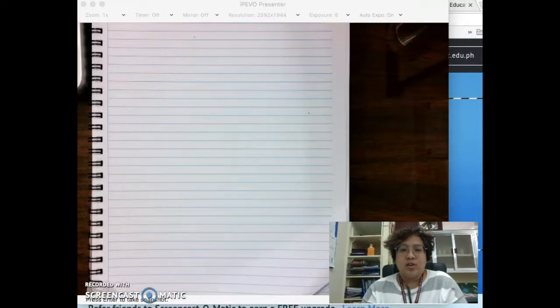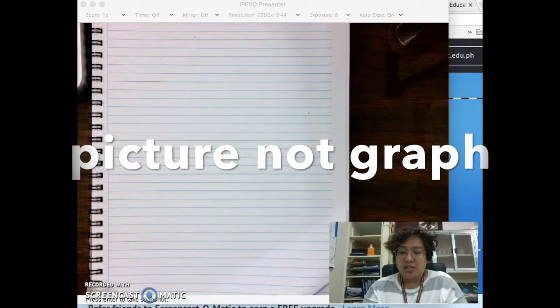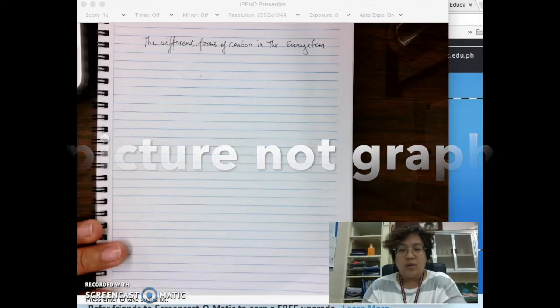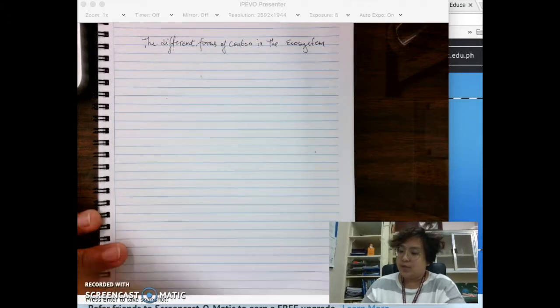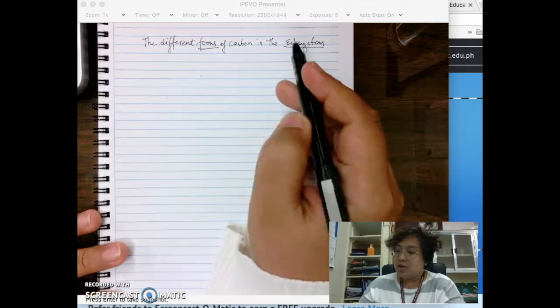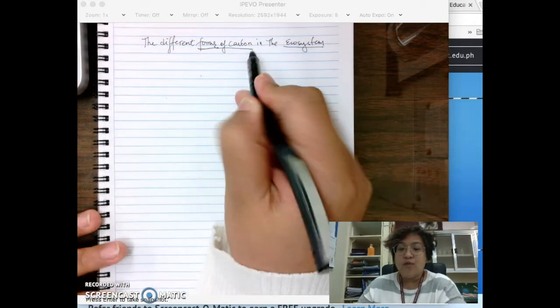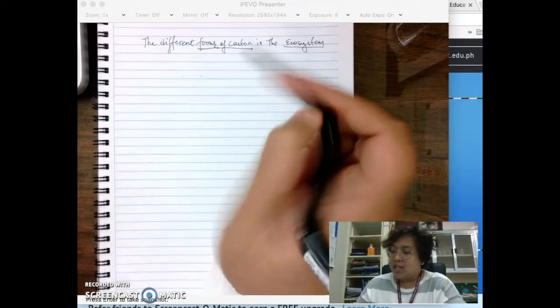Hi, so the next topic is the cycling of carbon. You can actually study this chapter just by looking at one graph of the carbon cycle. But allow me to rephrase this unit as the different forms of carbon in the ecosystem. In other words, where can we find carbon and in which form is it found in the ecosystem?